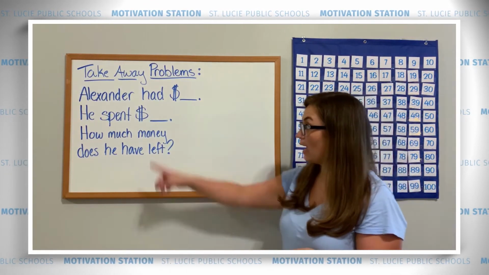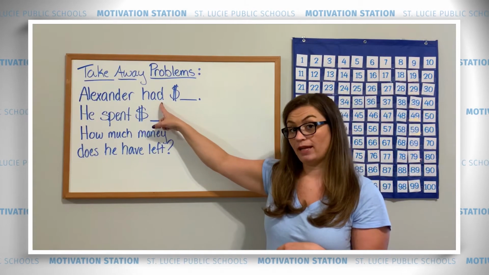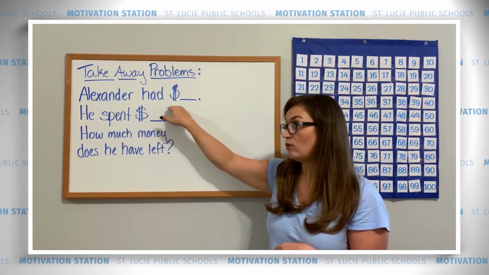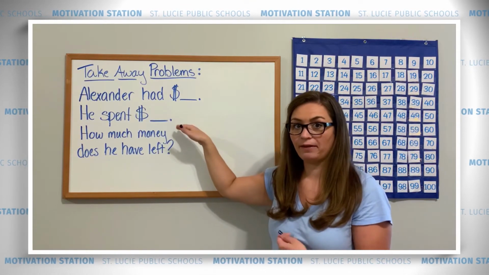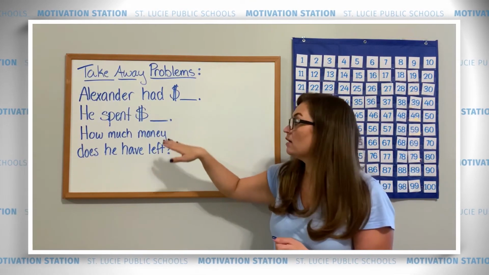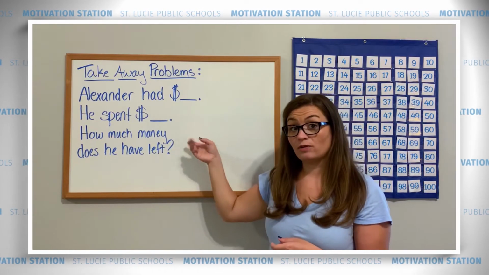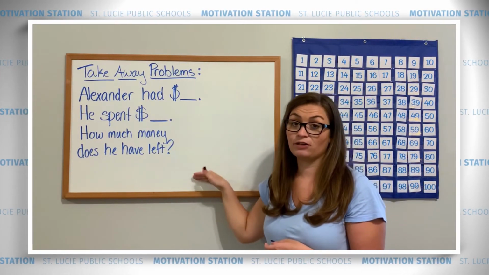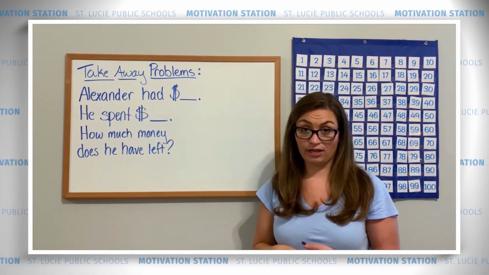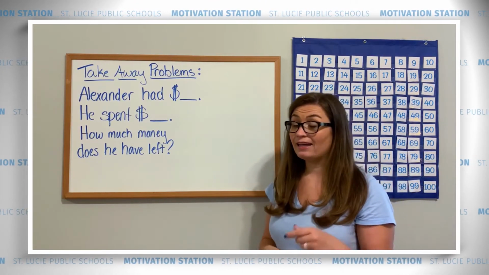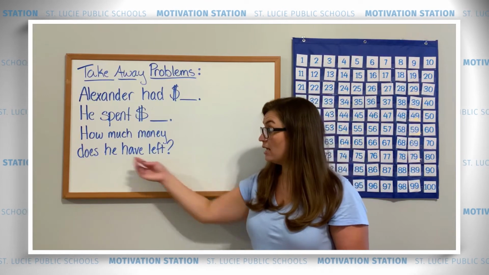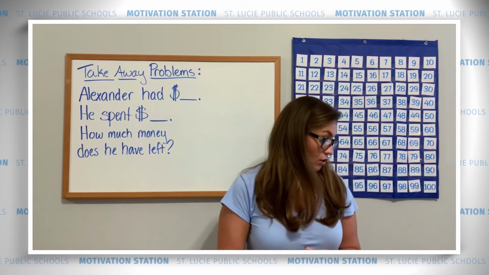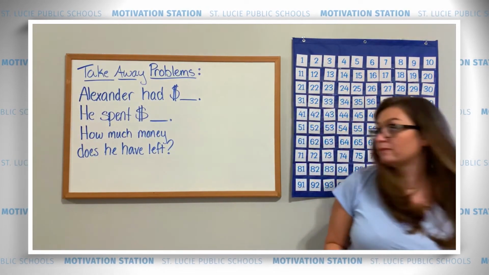Well, Alexander starts with an amount of money, and then he spends some money. So he has an amount, and we're going to take some away. Take away, because he's spending it. There's also a change that's going to occur. He's going to have one amount at the beginning and a different amount at the end. So there's a change in the amount of money. And the answer to the question is going to be whatever he has left. Let's go ahead and solve this problem with some numbers.